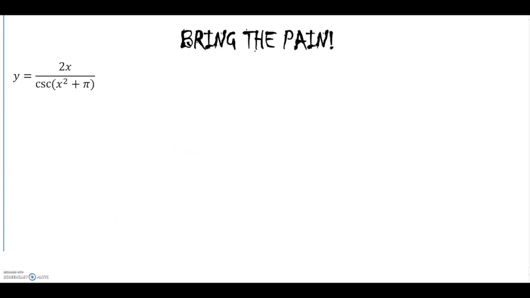And looking on to the final example, it says bring the pane. But honestly, it's not going to be that painful a problem if you can just keep the order straight on it. We're dealing with y equals 2x over cosecant of the quantity x squared plus pi. I would like you to go ahead and try this problem on your own. Pause the video, and when you're ready, when you think you've gotten at the very least the first step or two of this problem done, check back in. Go ahead and pause now.